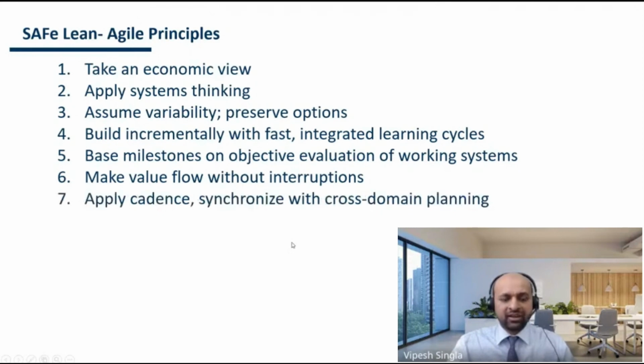The next principle is apply cadence, synchronize with cross-domain planning. This principle encourages us to establish a regular rhythm for development activities. By applying cadence, we convert the unpredictable events into predictable occurrences.